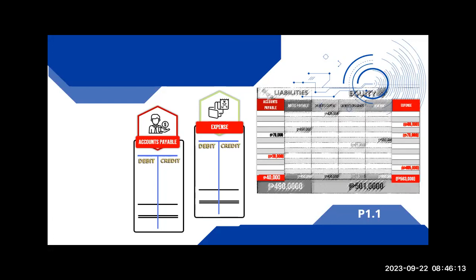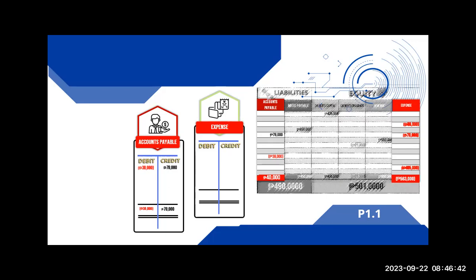So let's first focus on accounts payable. Accounts payable, nag-increase raw siya by 70,000. Ang normal balance is credit. So the 70,000 should be what? A credit or a debit? Credit. Correct. So, 78, sorry. And then yung isa, nag-decrease siya. So it should go against the normal balance. So that should be a debit.